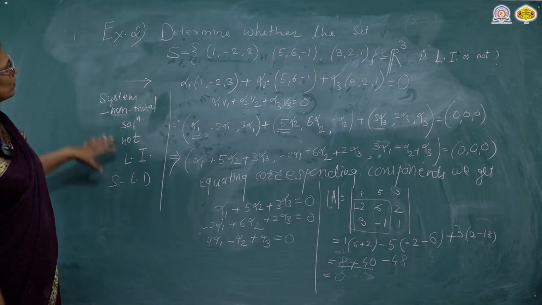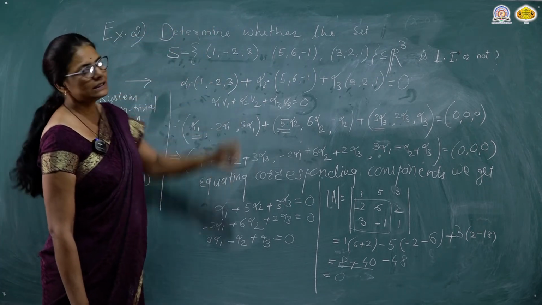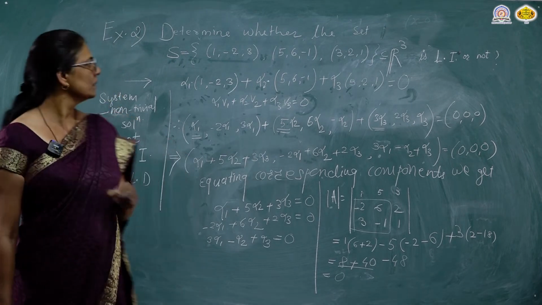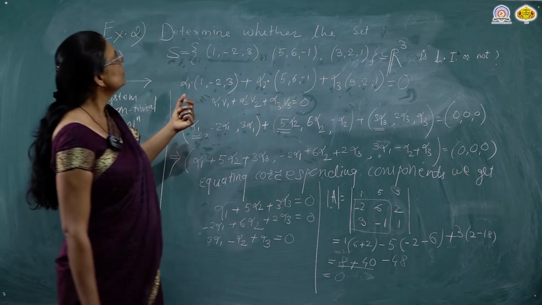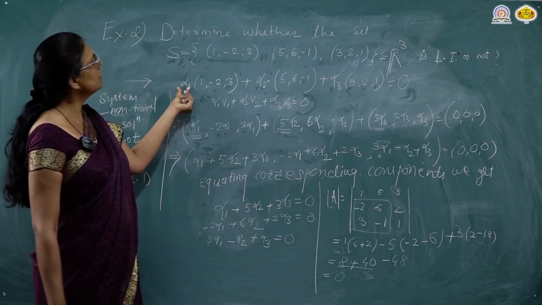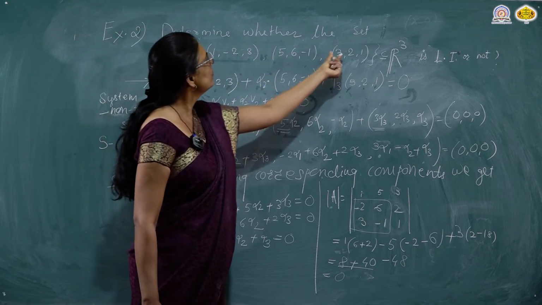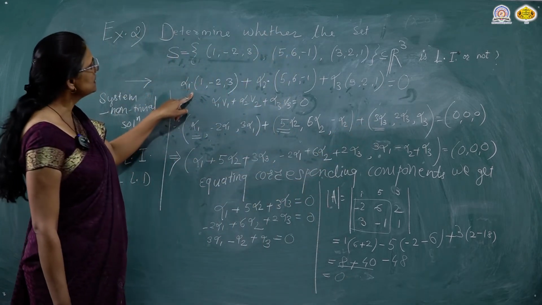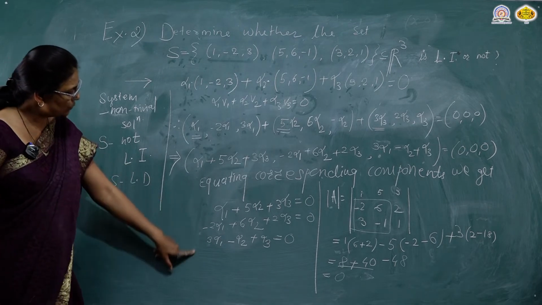Now again see this problem, how to solve it. Whether we want to check if a set is linearly dependent or independent, we use the theorem. So this S contains 3 vectors. We consider the equation alpha 1 times the first vector plus alpha 2 times the second plus alpha 3 times the third equals 0. Solving this equation, we will get one homogeneous system.